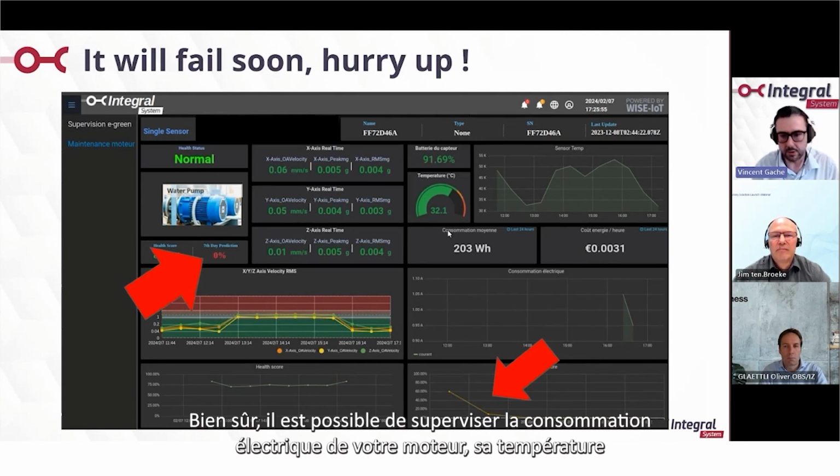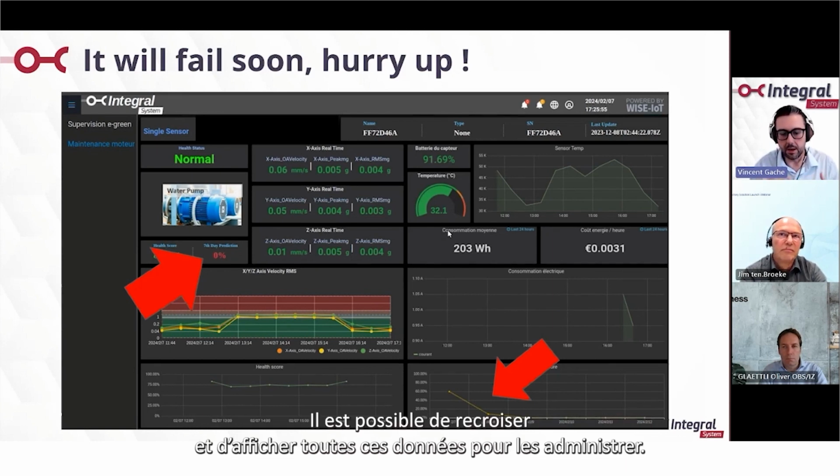Of course, you can monitor your energy consumption, the temperature of your motor. You can cross data to manage all of this.